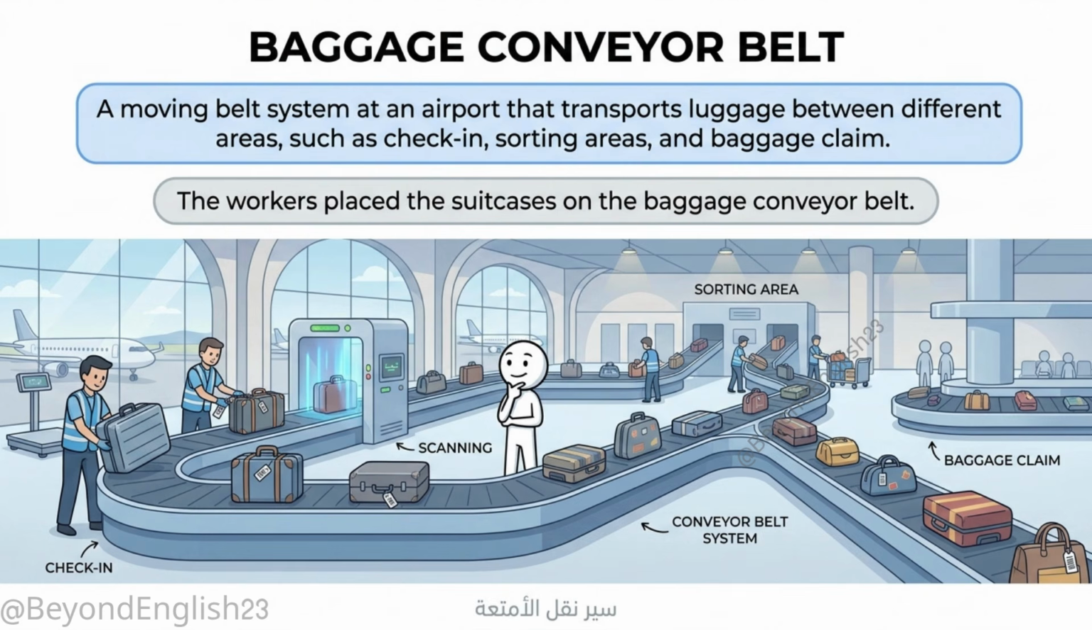18. Baggage conveyor belt. A baggage conveyor belt is a moving belt system that transports luggage through different parts of an airport, such as from check-in areas to airplanes, or from airplanes to baggage claim. Passengers do not normally collect their luggage directly from these conveyor belts. Example, my suitcase moved along the baggage conveyor belt after I checked it in.